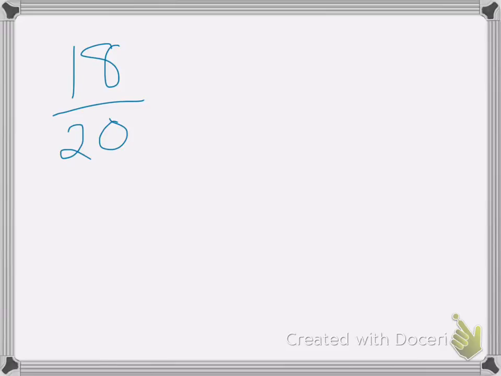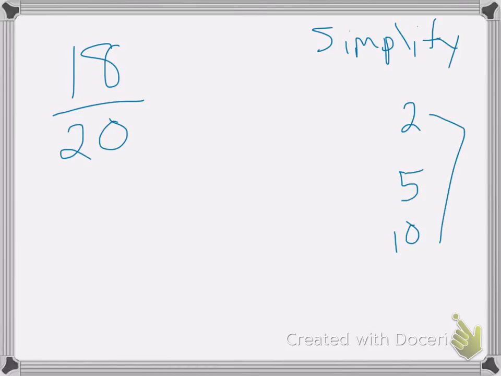Okay, so what we've got here is we are going to learn how to simplify. So we're going to simplify. And the most common things you can simplify are by 2 and 5. Sometimes we'll throw in 10 there. Those are the most common you can simplify by. We're going to start off with 2.